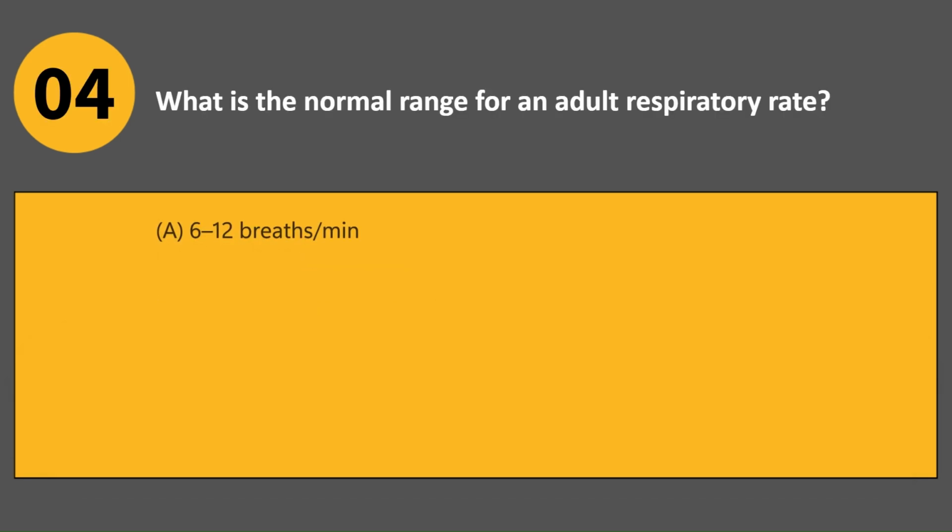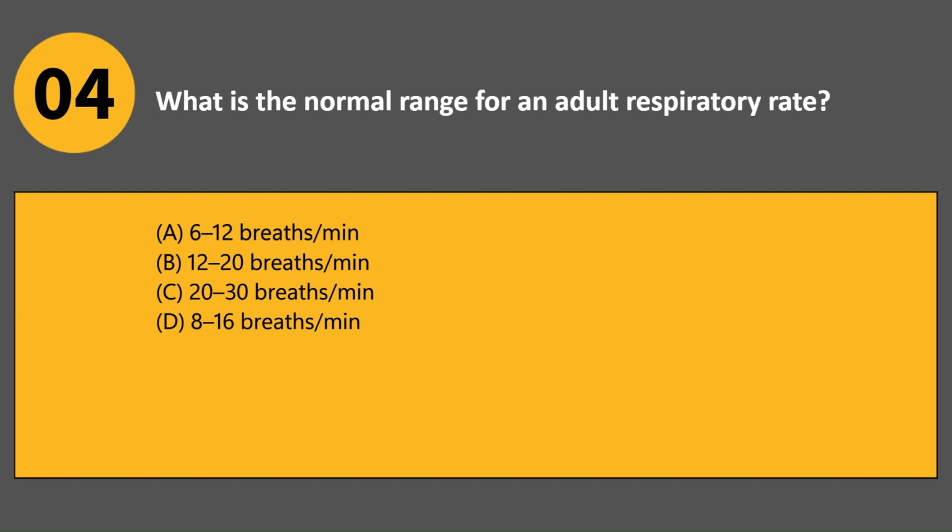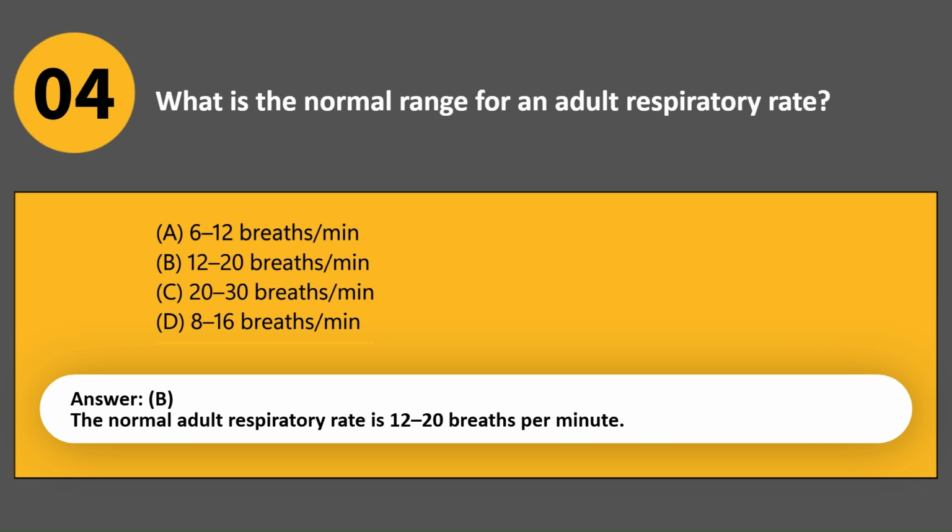What is the normal range for an adult respiratory rate? A. 6 to 12 breaths/min. B. 12 to 20 breaths/min. C. 20 to 30 breaths/min. D. 8 to 16 breaths/min. Answer: B. The normal adult respiratory rate is 12 to 20 breaths per minute.